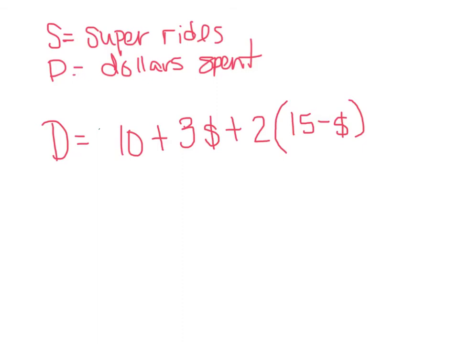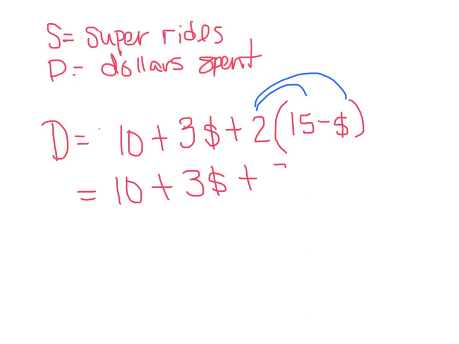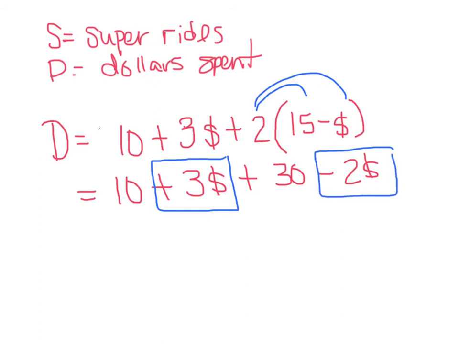Now we're ready to use the distributive property before I do anything else. I want to distribute the 2 to both of those terms. Once I get all my distributive property done, I've got 10 plus 3S plus 30 minus 2S. Now I want you to come up with some way to identify your like terms. I like to use different shapes. Here's a like term. We've got plus 3S. And here's a like term. We've got minus 2S.